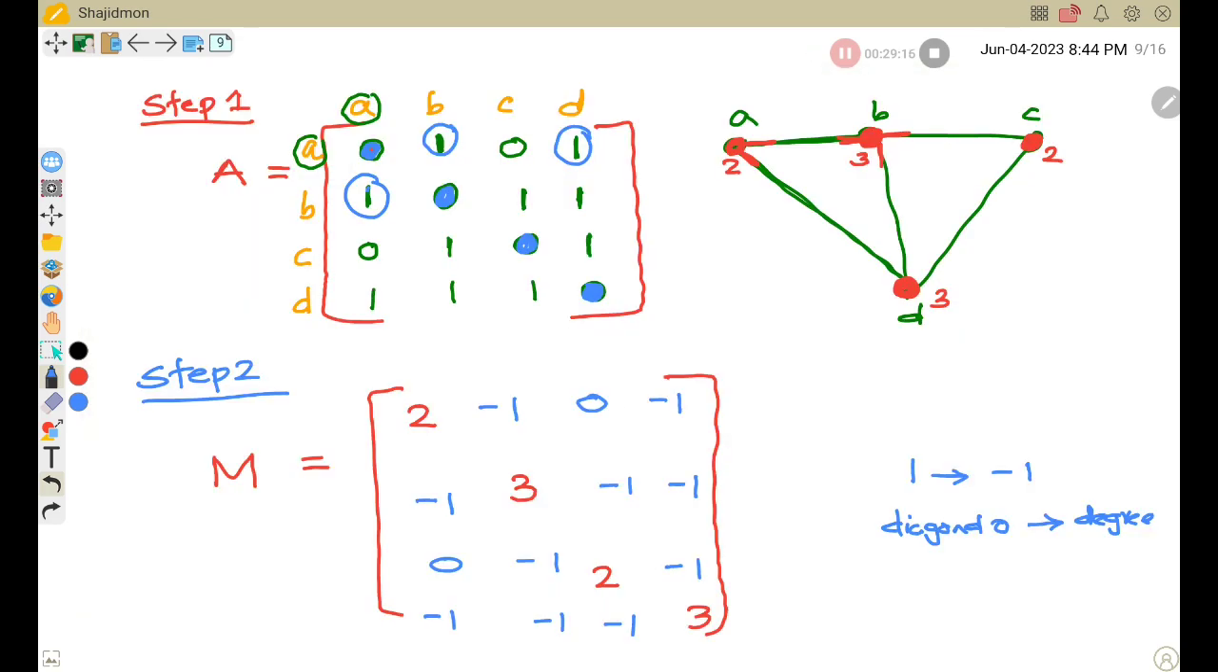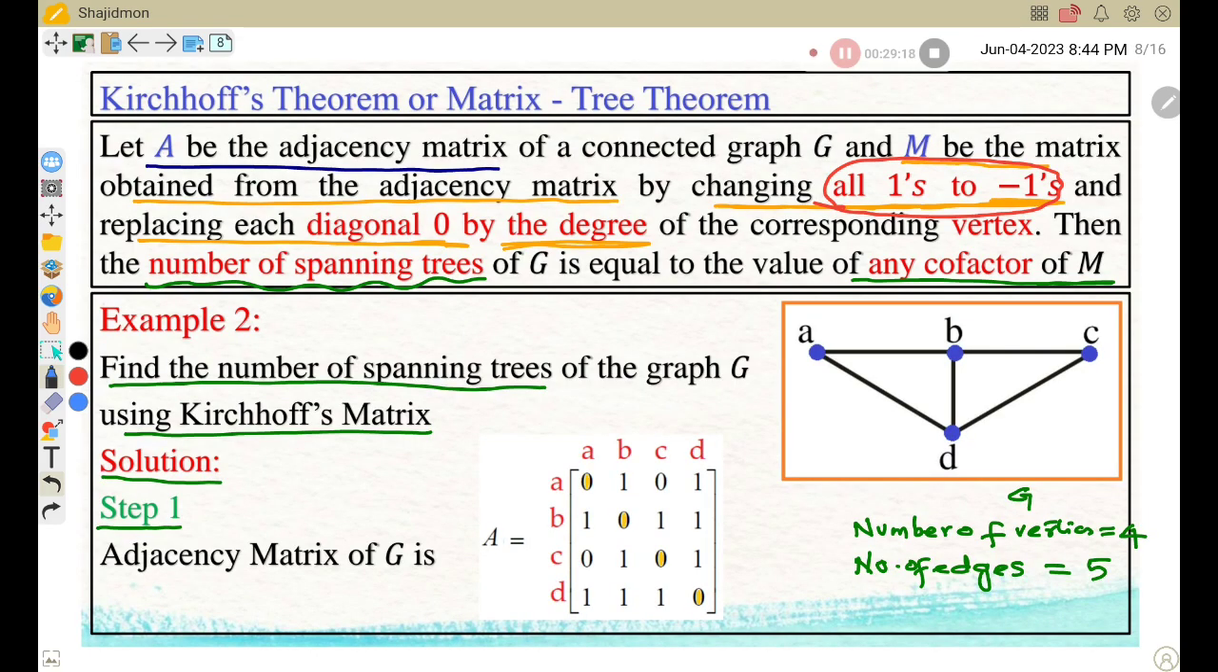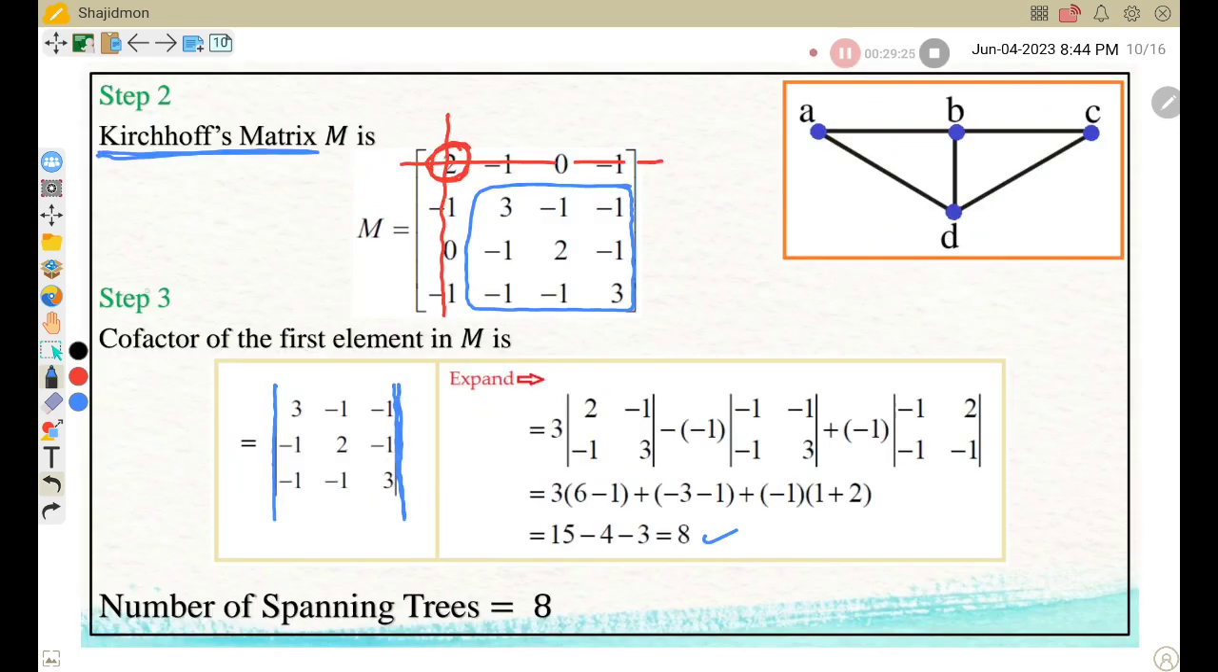So we need to do 3 steps in Kirchhoff's theorem or Kirchhoff's matrix. First step, find the adjacency matrix. Second step, from the adjacency matrix, find the matrix M, the Kirchhoff matrix, replacing 1 by minus 1 and the diagonal elements by the degree of the corresponding vertices. In step 3, find the cofactor of any element, the first element is better. From the cofactor of the first element, you will get one number, and that number we call the number of spanning trees of that graph. Okay, so I hope you understood the Kirchhoff matrix.